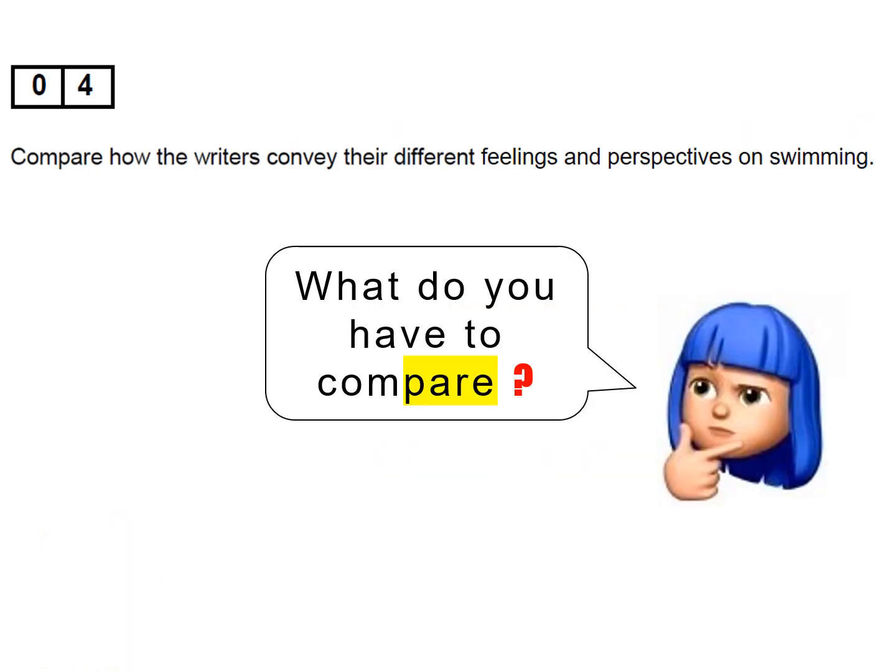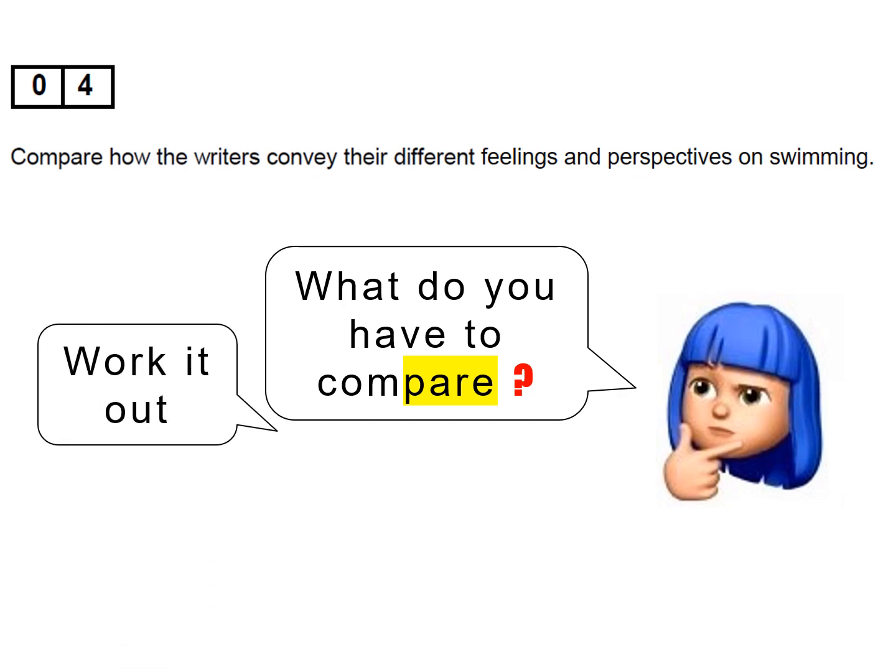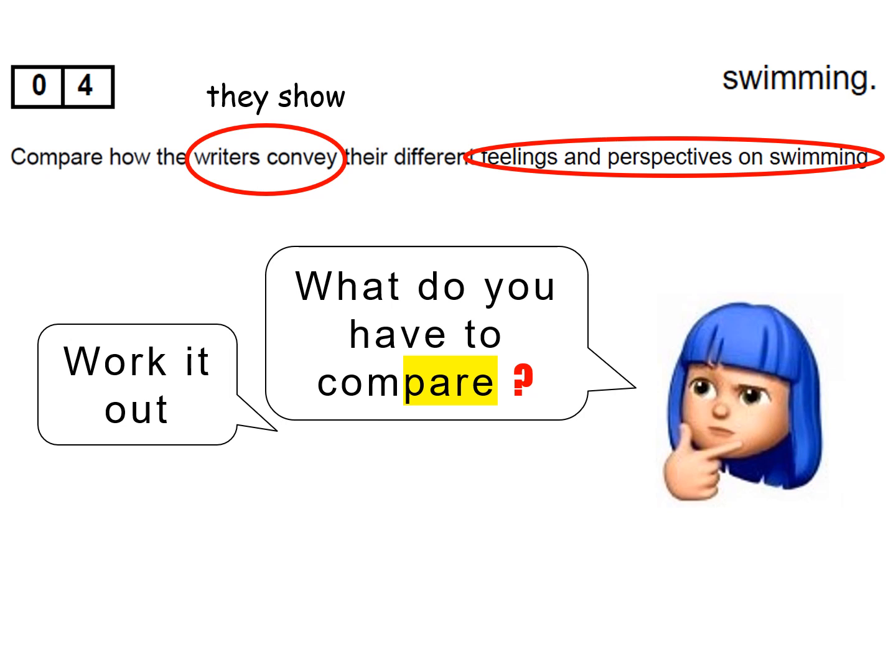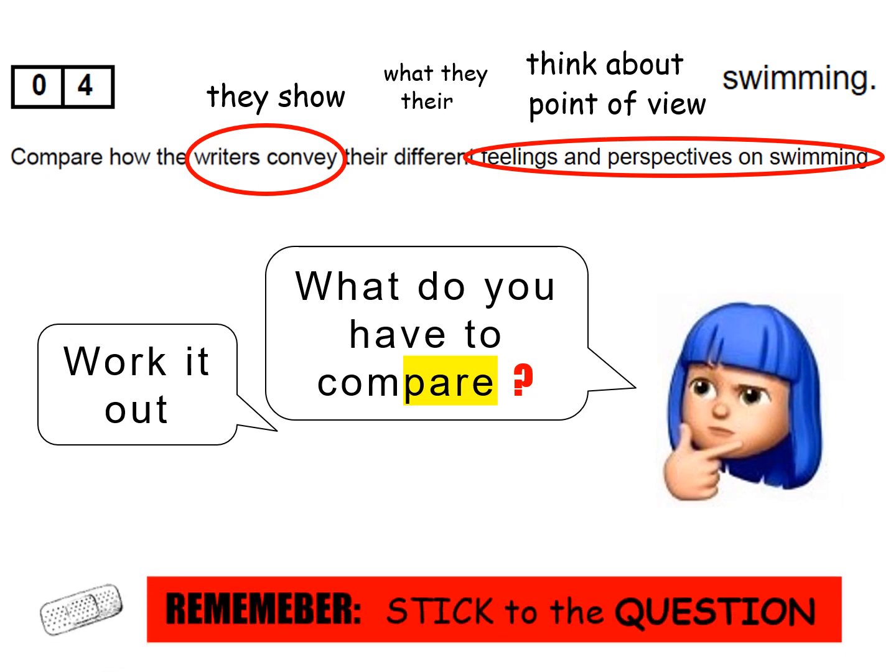Right, so this is the one that we're going to be working on in the video. Compare how the writers convey their different feelings and perspectives on swimming. So what do you have to compare? Work it out. It's all about swimming, how these 2 people have different feelings or points of view on swimming. How are they showing it? Okay, so you've got to keep that in your mind as you start reading. We don't want you to write about anything apart from how they feel about swimming. You've got to stick to the question.